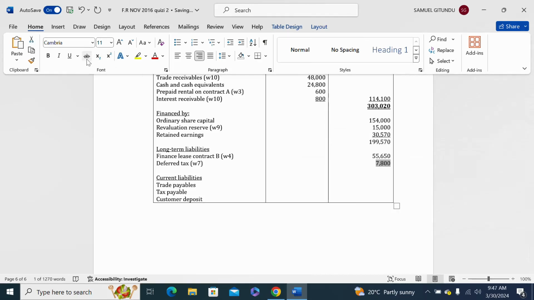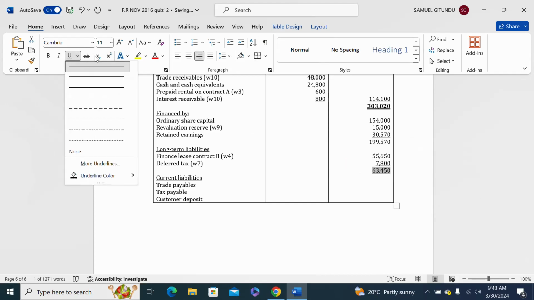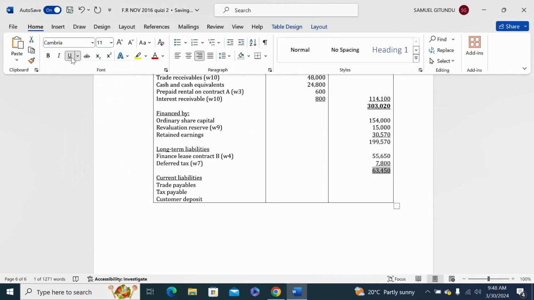If we add this, we are getting the total of the long-term liabilities as 63,450. Then we finally go to the current liabilities. We start with the trade payables. The trade payables from the trial balance is 30 million.